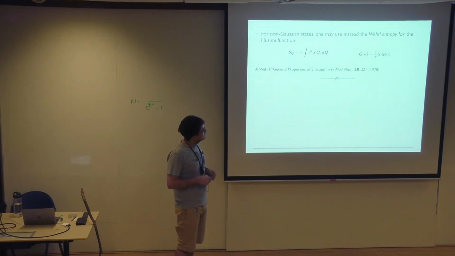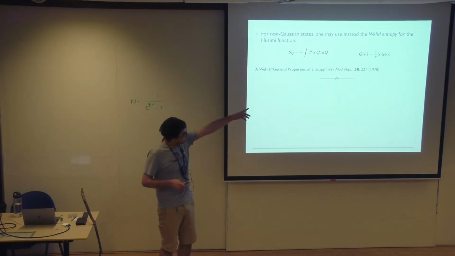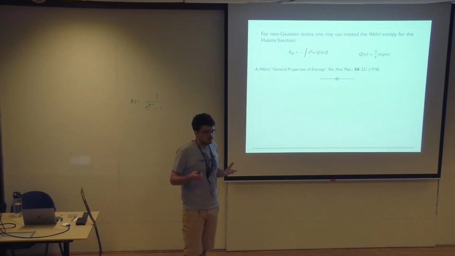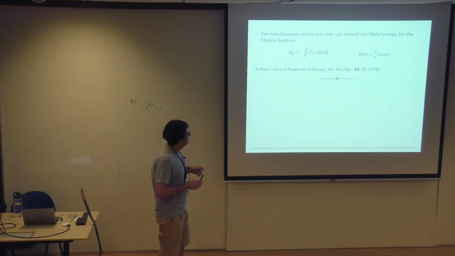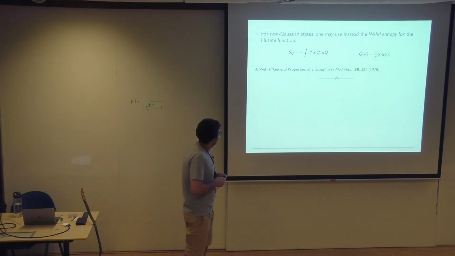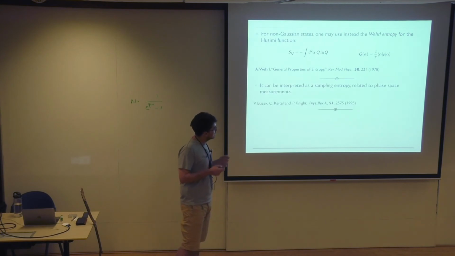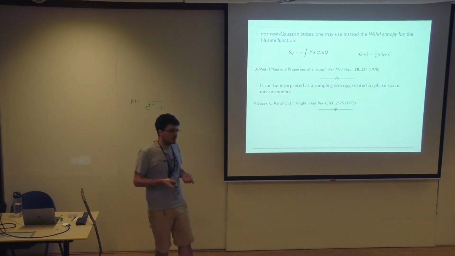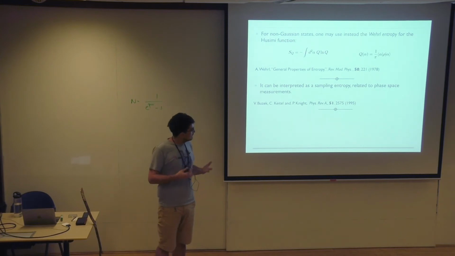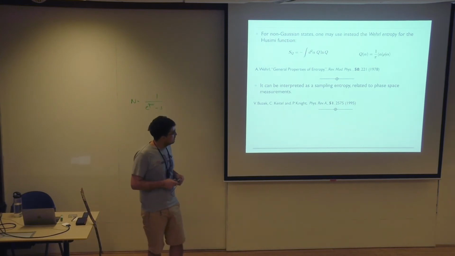Another motivation is that if you want to change this and not use the Wigner function, but use the Husimi function, which is defined over there, you get something that's called the Wehrl entropy. I don't know if I'm pronouncing that right, but maybe. And this Wehrl entropy has been studied for quite some time. In particular, it also has a nice interpretation in terms of sampling. So it's related to when you do measurements in phase space, you get this emerging notion of sampling entropy.